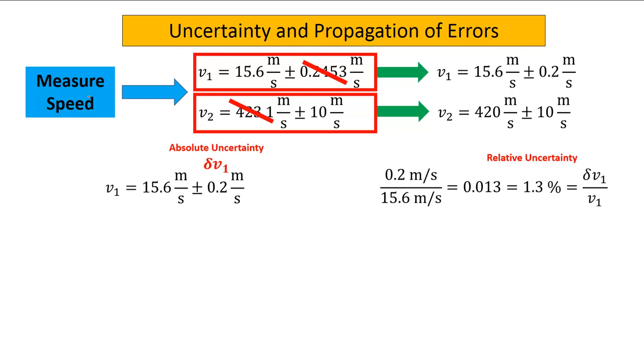When we have a measurement, say 15.6 plus or minus 0.2 meters per second, we talk about the absolute uncertainty, delta V1, for that measurement. That's the 0.2 meters per second. We could also talk about the relative uncertainty in this measurement, which would be the absolute uncertainty, delta V1, over the measurement itself, V1. In this particular case, that's 1.3%. Or if you actually calculated it, it would be 0.013. And that helps us understand the amount of precision in a particular number itself.